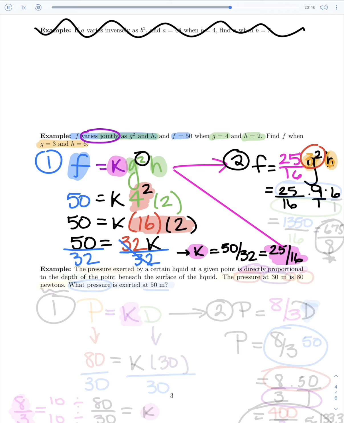Remember, the 9 and 6 are both over 1. So the only way to multiply this is straight across the top. 25 times 9 times 6. And straight across the bottom, the 16 times 1 times 1. And let's see what you get for that when you multiply across the top and across the bottom. Well, multiplying straight across the top, we'll get 1350. And multiplying the 16 times 1 times 1 times across the bottom will get us 16.